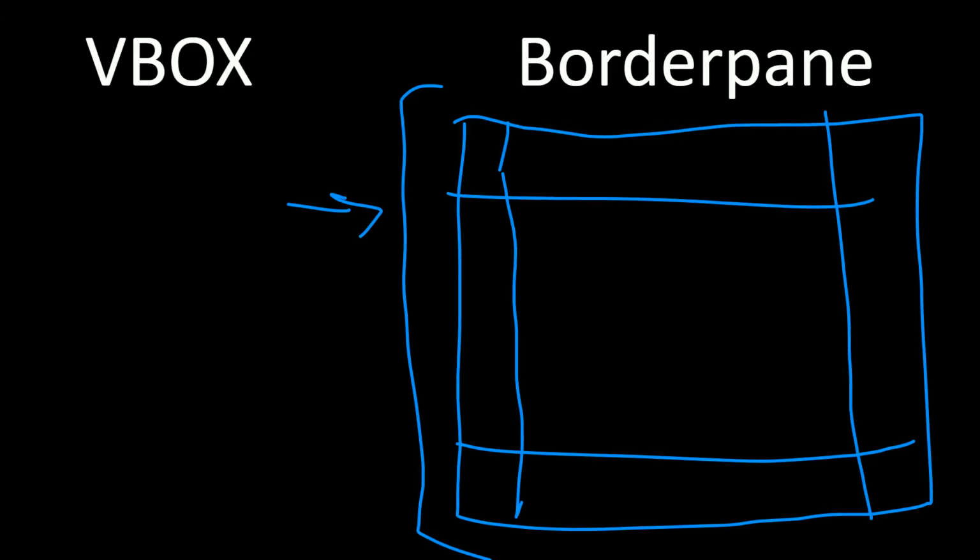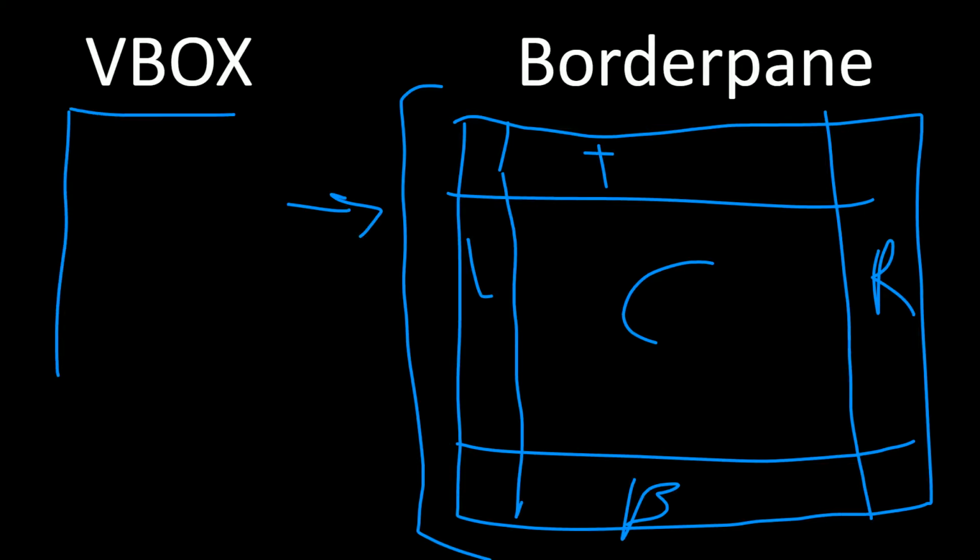And these quadrants are top, left, right, and bottom. Maybe it's not a quadrant, but there's also a center. And the border pane allows you to set content on either top, left, right, center, or bottom. So what we want to do with our VBox that we already have in place, we want to put our VBox, our vertically arranged button and label, into the center of our border pane.